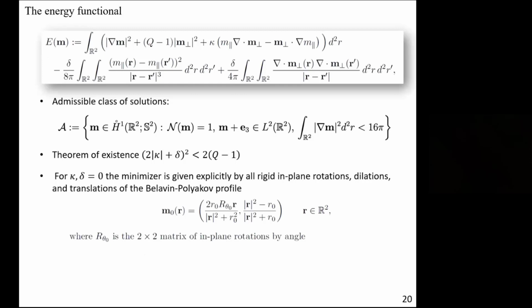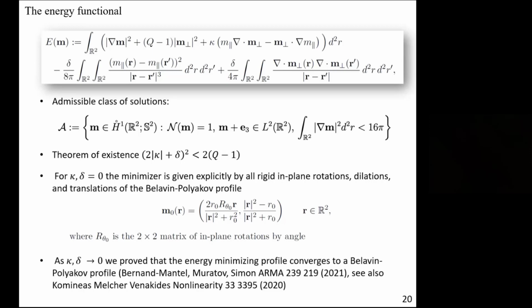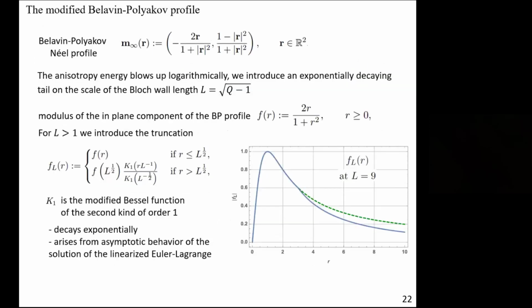And so we go on because we want to know more about this skyrmion solution. And what we know is that if kappa and delta are 0, the minimizers are given by what we call the Belavin-Polyakov profile, with rotation and dilation. And we also proved that when these parameters go to 0, the profile converges to this. So this is our starting point, but we have to modify this profile because there is a blow up of the anisotropy energy. And so we introduce a cutoff in the tail. So we define this function, which is the modulus of the in-plane component of the Belavin-Polyakov profile. And then we introduce a truncation that looks like this. It decays exponentially.